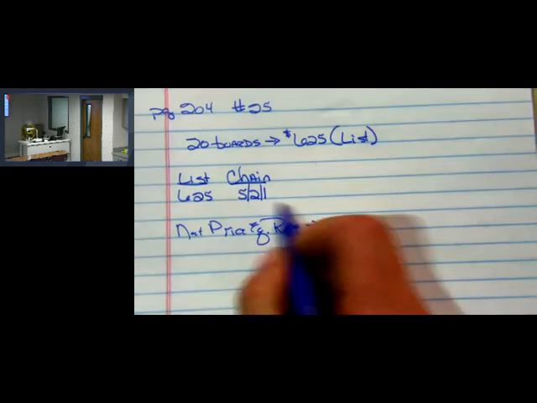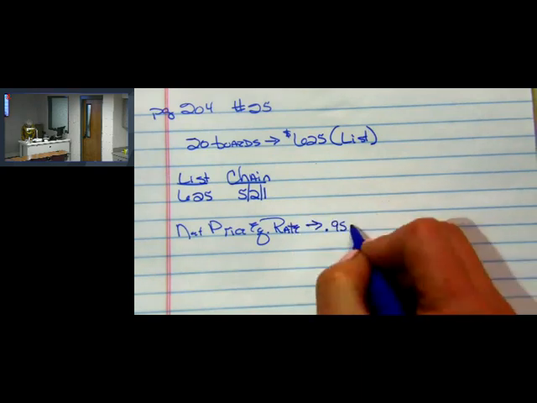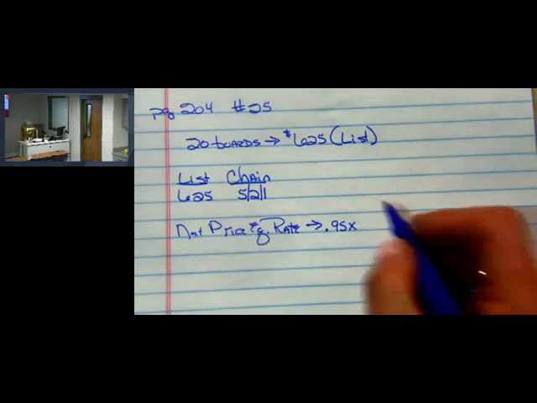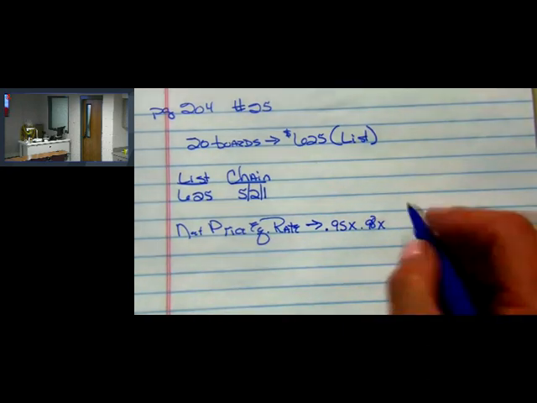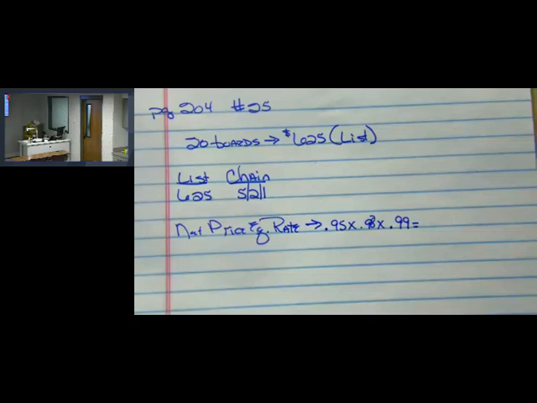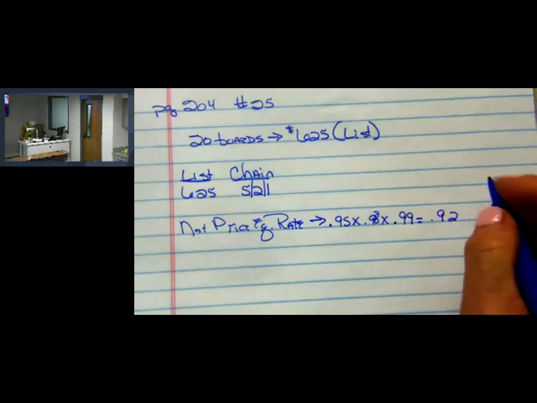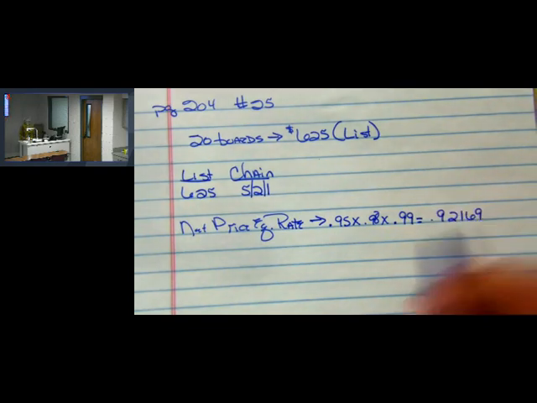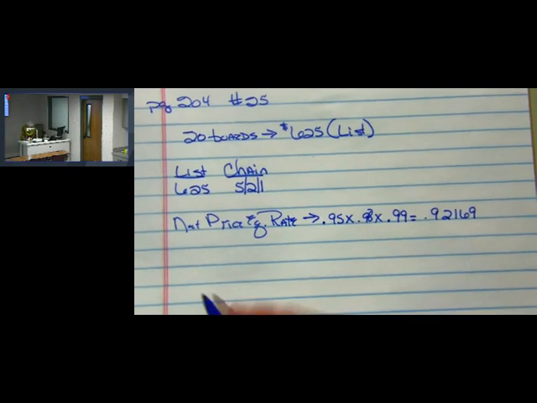So on this one, the complement of a 5% discount in decimal is 0.95, times the complement of a 2% discount, 0.98, times the complement of a 1% discount, 0.99. If you multiply those all together, you should come up with a chain discount of 0.92169. Looking at this, it looks like the net price is going to be around 92% of list.